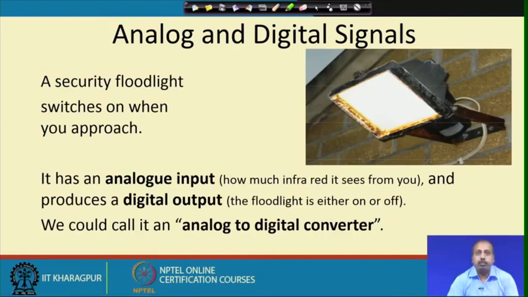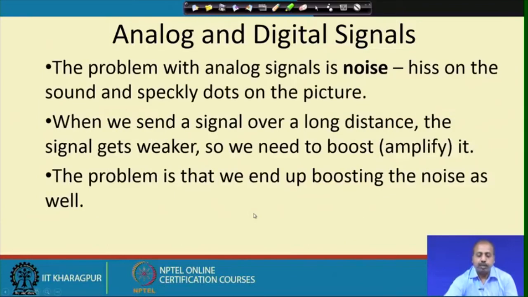This is another typical example of analog and digital signal. A security floodlight switches on when you approach. It has an analog input. It senses the amount of infrared that it sees from you, and produces a digital output. The floodlight is either turned on or off. When it is sensing this infrared component, that is an analog input, but when it is producing the floodlight output, either turned on or turned off, that is a digital signal. So, we can call it an analog to digital converter in that sense. That is one way of seeing an ADC.